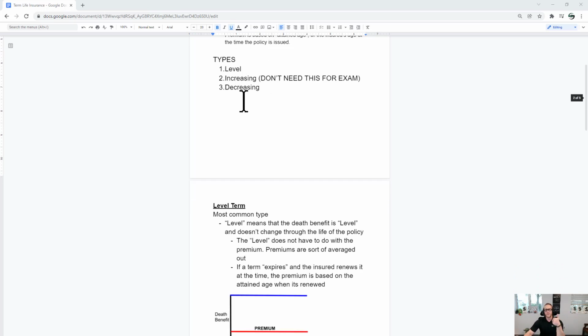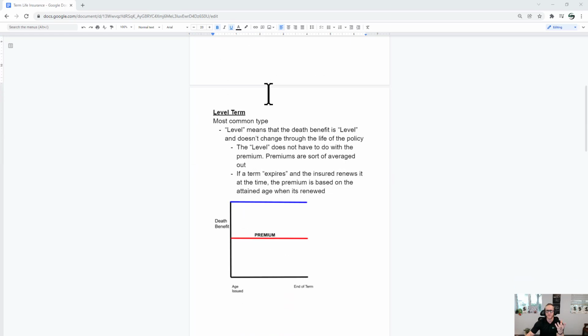Types, so there's level term policy, there's an increasing term policy and a decreasing term policy. Look, you're never going to have to worry about increasing for this exam. They just talk about it, so I'm not even going to go into it, but there's three types: level, increasing, and decreasing. What this refers to is the death benefit, okay? Not the premium. The premium's always level. When I say level or decreasing term, it means the death benefit.